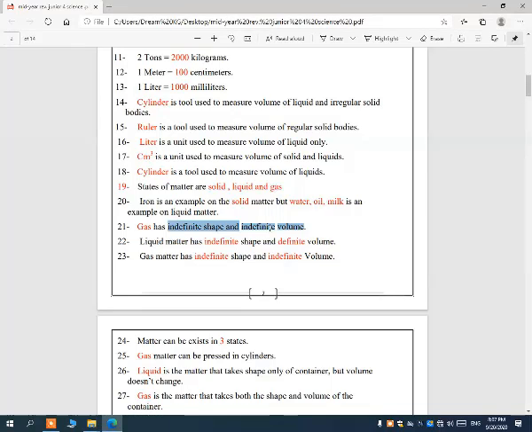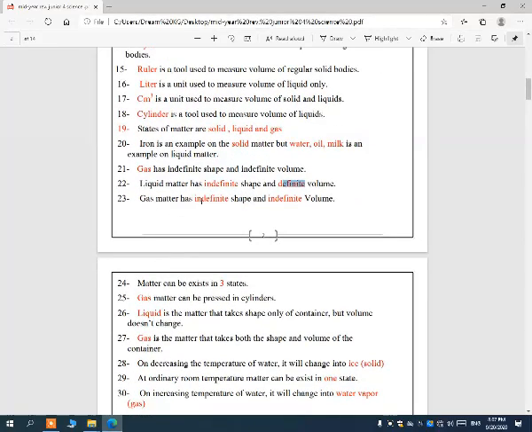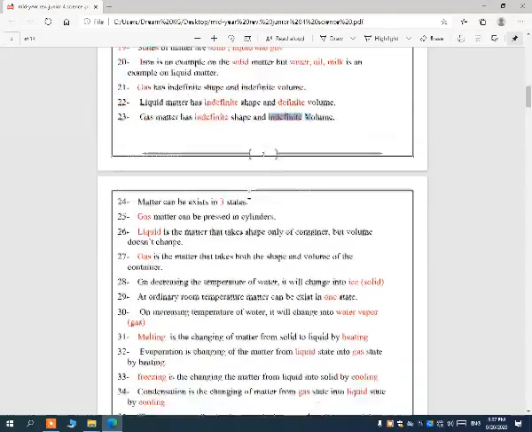Do you remember it? So let's revise it again. Definite, indefinite, indefinite. So let's answer this one. 21. Dots has indefinite shape and indefinite volume. Gas has indefinite shape, indefinite volume. 22. Liquid has indefinite shape and definite volume. Excellent. Number 23. Gas has indefinite shape, indefinite volume.